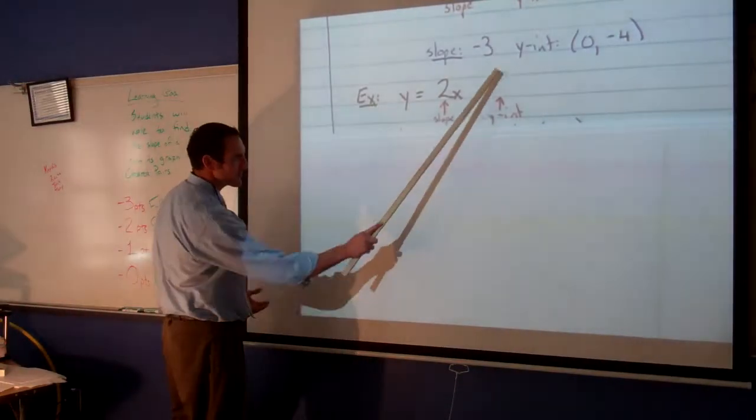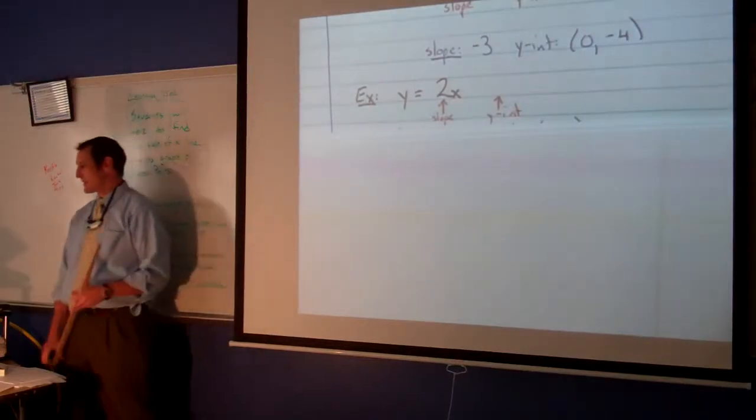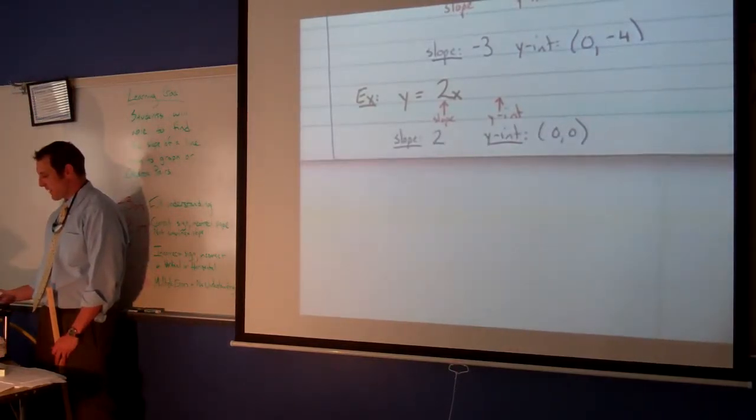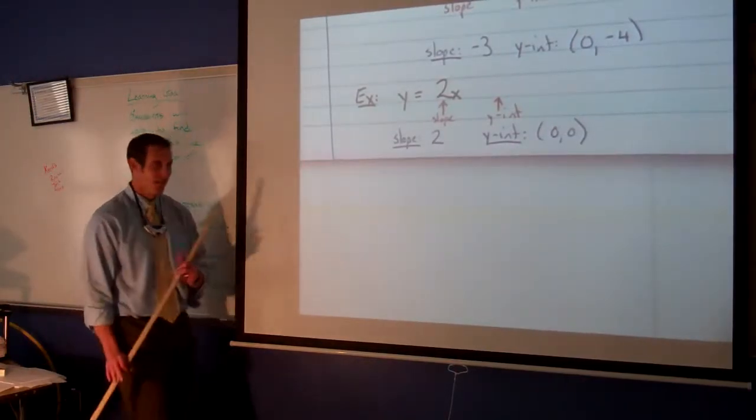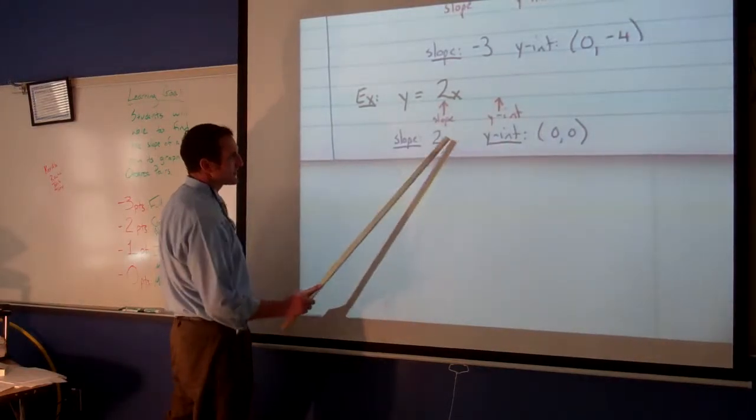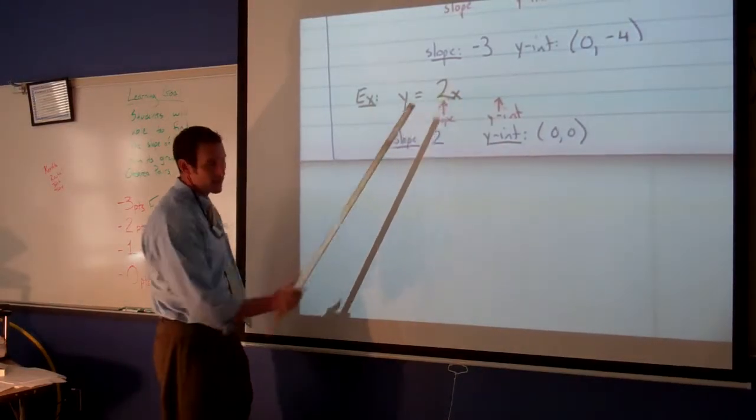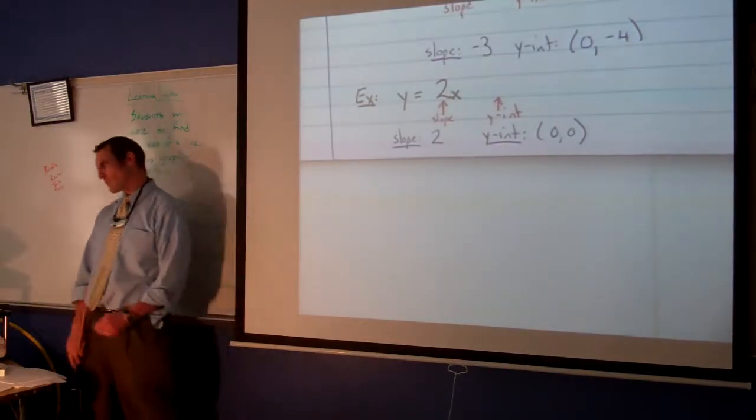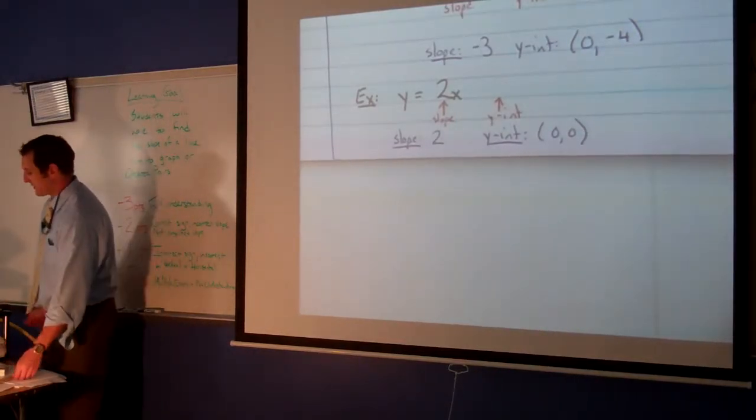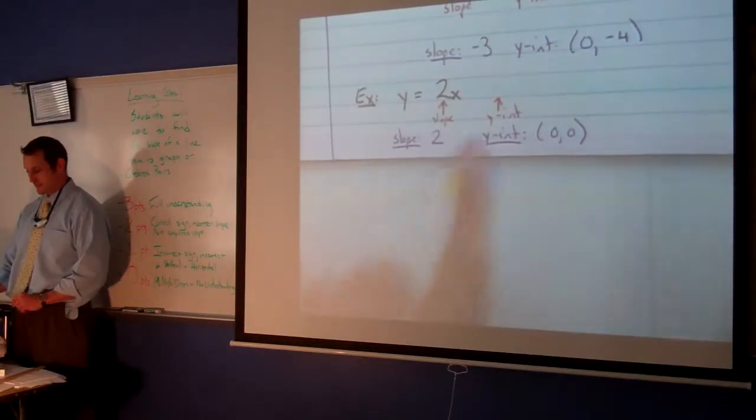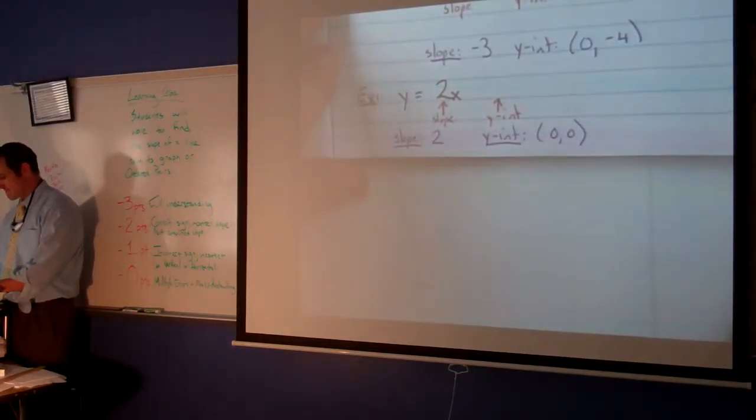And I know you're looking, well, there is no b, so the y-intercept must be 0. The y-intercept does exist. It is 0. The slope, the coefficient of x, is +2. So we have slope of 2, y-intercept at 0. Again, the y-intercept does exist. It is at 0.